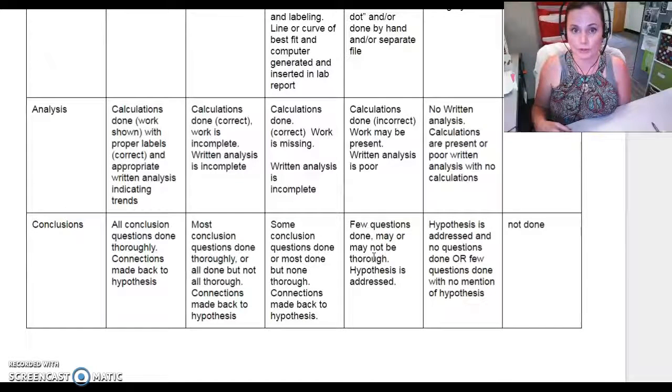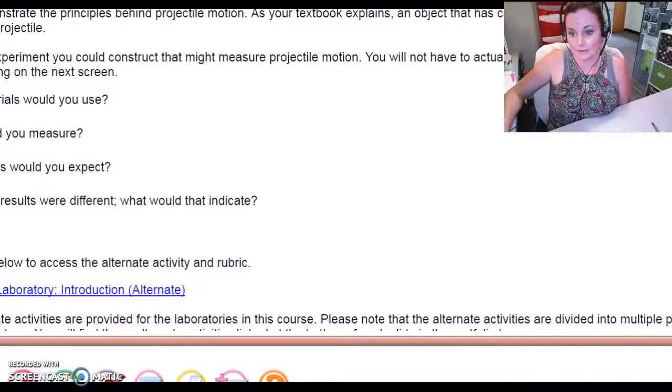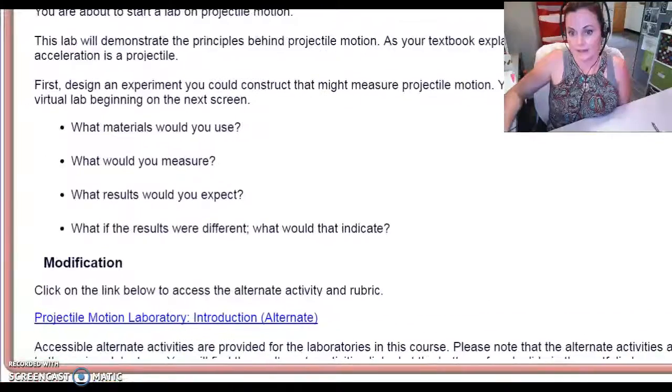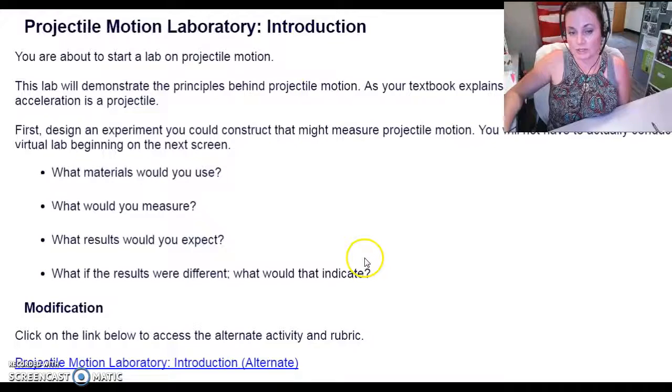And finally, your conclusion. There are conclusion questions that are asked within the lab itself, and that's where you're going to answer those questions in the conclusion. And make sure you make reference back to your hypothesis. Okay? So this first page talks about the hypothetical lab.